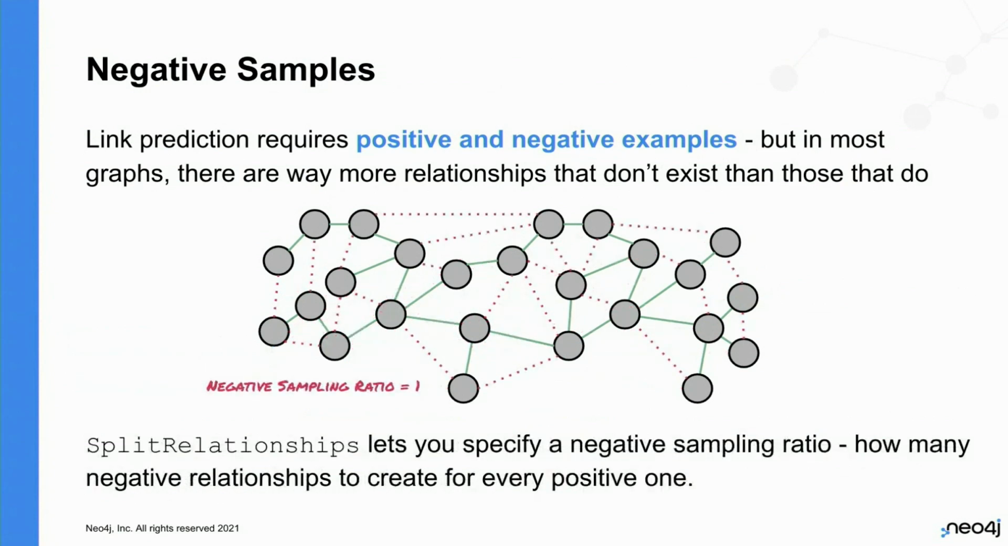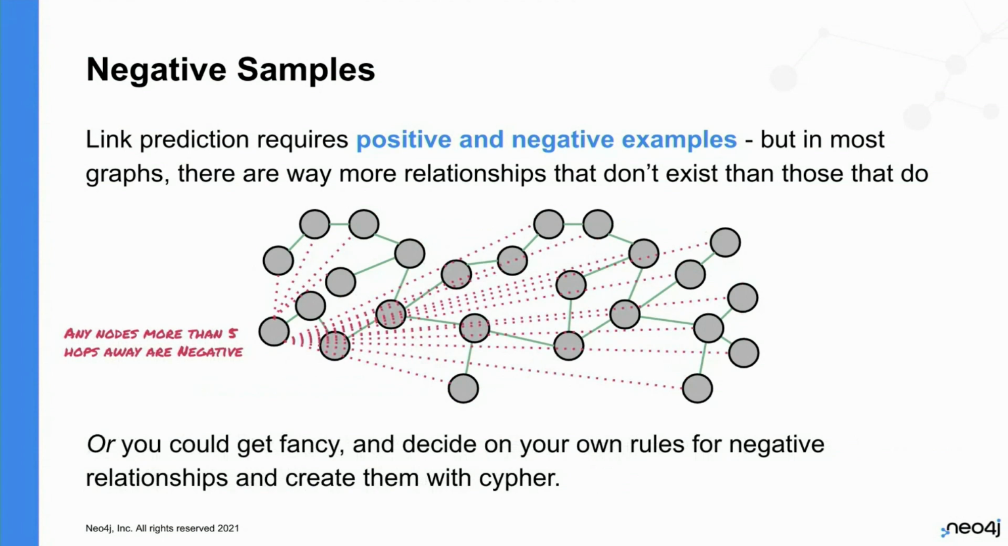Our split relationships procedure lets you specify a negative sampling ratio. So how many negative relationships should I create for every positive one? And this is, again, you are distorting the distribution of relationships in your graph, but it's a great way to rebalance your data. What you can also do is define your own rules for negative relationships and create them in Cypher. So maybe I'm a domain expert, and I know that if a node isn't connected to another node at least 5 hops out, it's never going to be connected. I can manually create my negative relationships based on that rule. It all comes down to what's important.